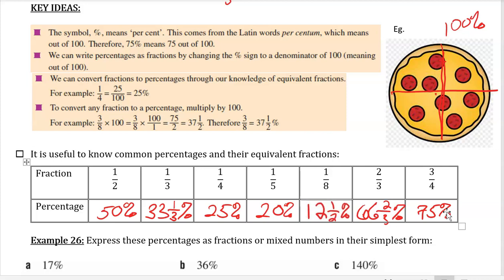So those percentages are really, really handy. They're really good to know. So that's the basic idea. Remember, percent means out of 100. So 75 out of 100 is 75%. And in the next video, we'll do some examples.